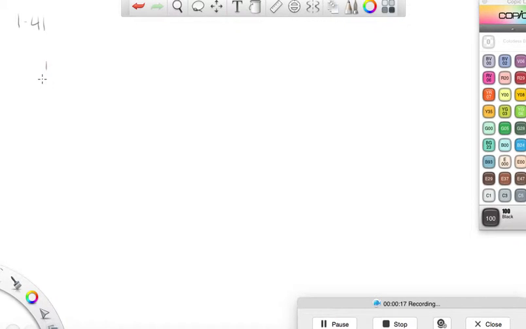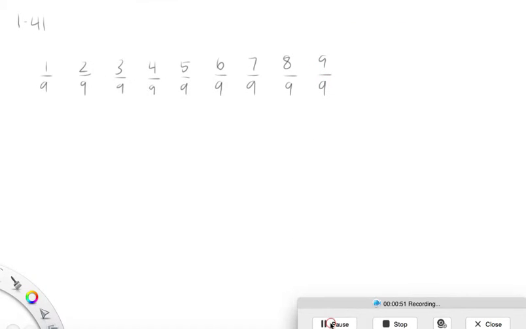Here we go. 1/9. Let's write this next one down. 2/9. Then let's write down 3/9. 4/9. 5/9. 6/9. 7/9. 8/9. And 9/9. And I'm going to do this really quick.